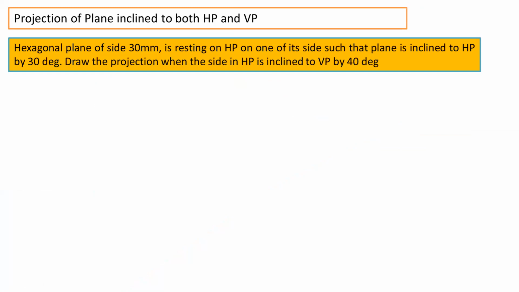So now we will see the case where the hexagonal plane is inclined to both the HP and VP simultaneously. So the given problem is: a hexagonal plane of side 30 mm is resting on the HP on one of its sides such that the plane is inclined to the HP by 30 degrees. So that means this is the first stage, where the given hexagonal plane is resting on the HP. It is inclined to the HP by 30 degrees. And the second stage is to draw the projection when the side in the HP of that plane is inclined to the VP by 40 degrees. Okay, so this is the second stage.